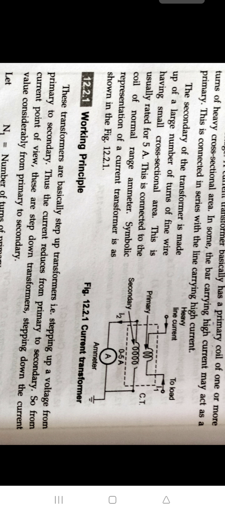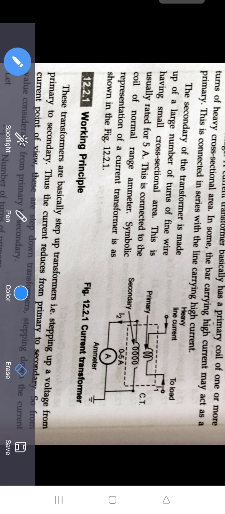So here we can say the working principle. Generally the transformer which we use as a current transformer is basically a step up transformer. Step up transformer means in terms of voltage, it's stepping up the voltage from primary to secondary. But in terms of current, it is a step down transformer.